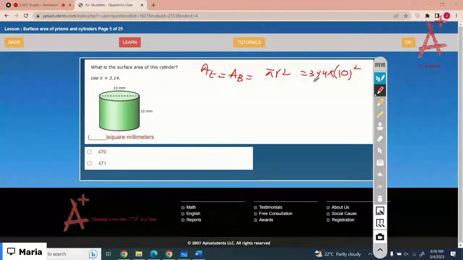Let me just calculate the value. 100 times 3.14 is 314. Got it? Now you have to calculate the circumference. C equals 2 pi r, with pi 3.14 and r is 10. It would be 2 times 3.14 times 10, that is 62.8.